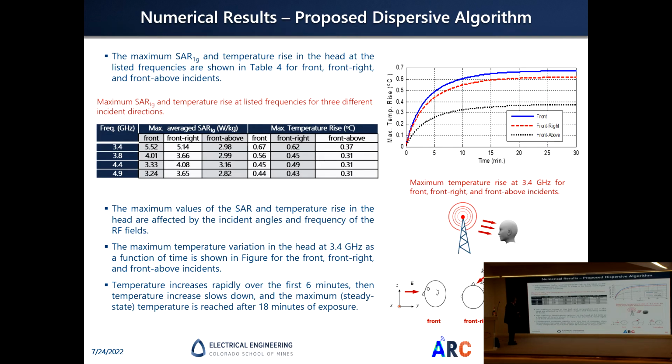And you can see at the 4 different frequencies the maximum average SAR for 3 different excitations, and the maximum temperature rise for the 3 different excitations. You can see we can reach 0.4 or 0.5, 0.67 centigrade temperature rise. You can see here for 3 different excitations how the temperature rise goes into the human head. This one right in front, which is this excitation here, gives you the largest temperature. The red one is the front right, which is this situation here, and then front above is basically the black curve here.